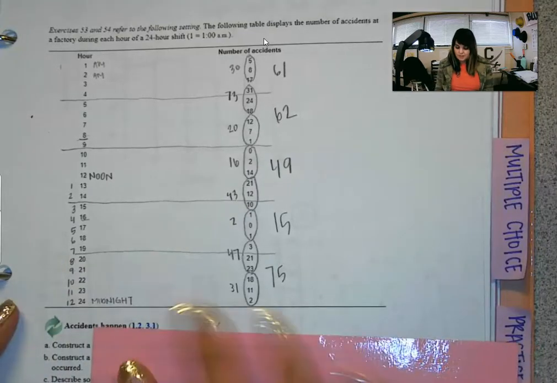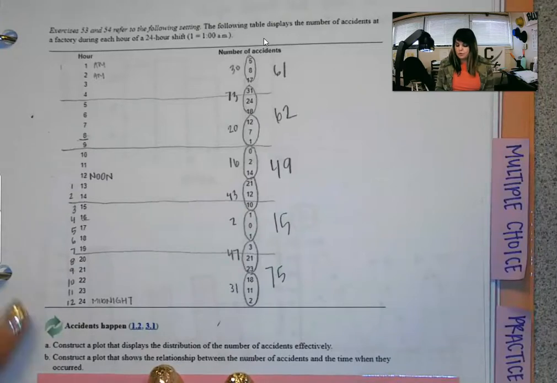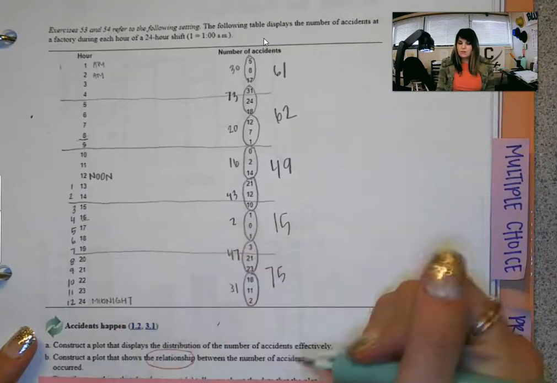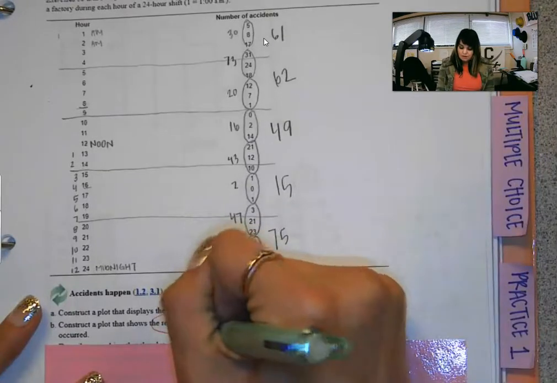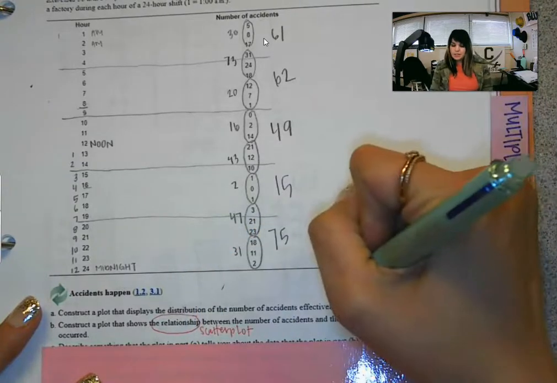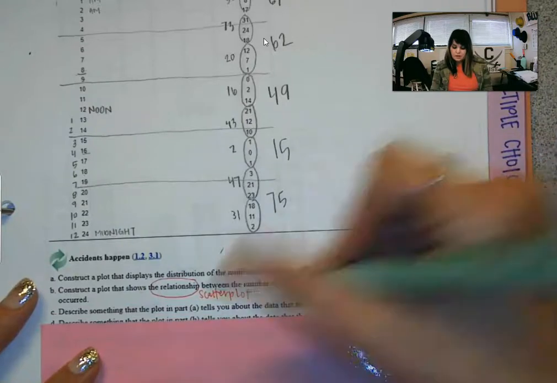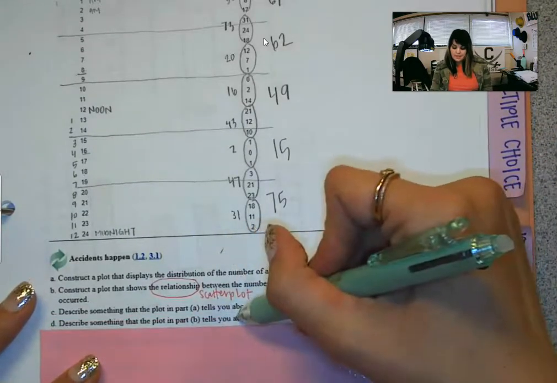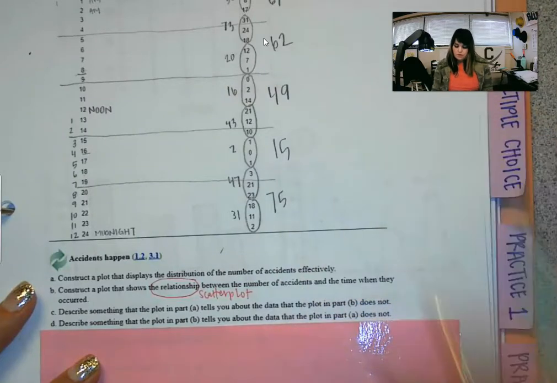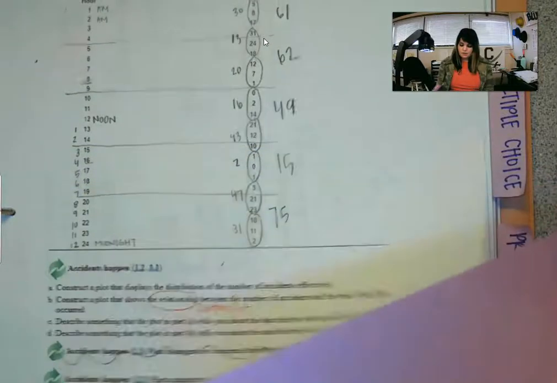So I made a histogram, then it says construct a plot that shows the relationship. If they're asking you to show a relationship and the variables are quantitative, they're asking you to make a scatter plot. So here I did a histogram, here I did a scatter plot, and then this one, D, is easier than A, I believe. Okay, so I'm going to move forward to my responses.